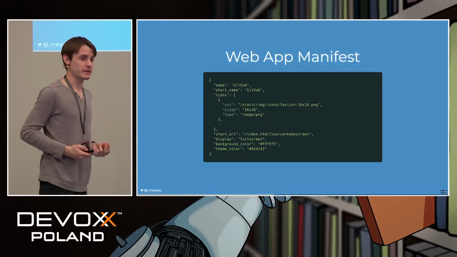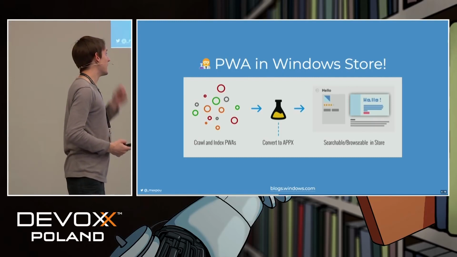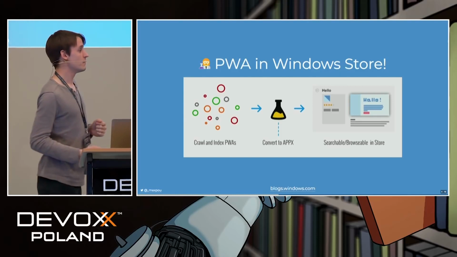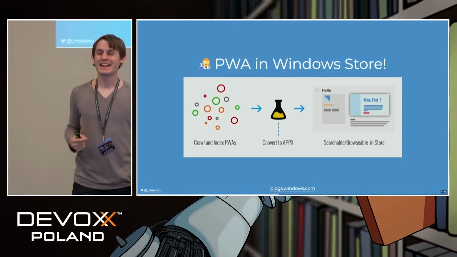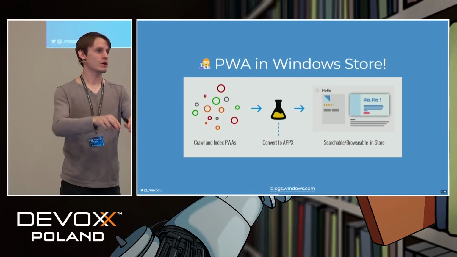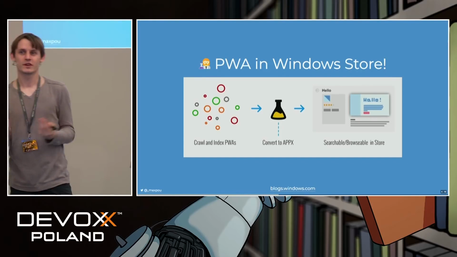A good usage is what Microsoft did. I did not update my presentation, because I gave this presentation in Vienna months ago. I said progressive web apps are coming to the official store of your operating system. So if you are on Windows and you want to install an app, you go to your store and you can install an app that seems to be a native app written in C#, Java, whatever, but actually it's a web app.